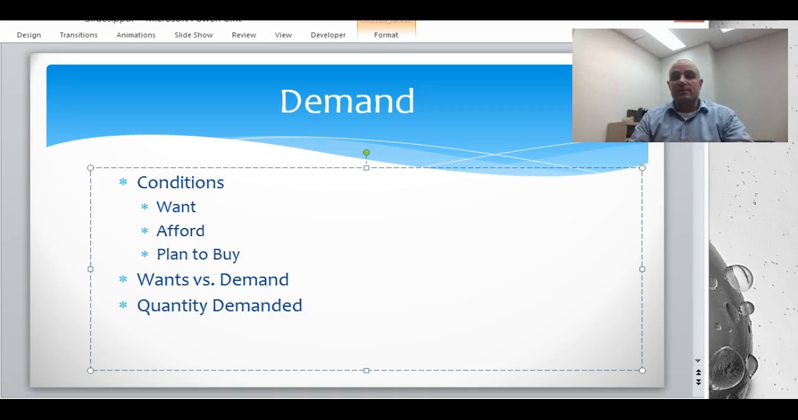Now, before you can bring them together, it becomes important to understand them separately. And so the first thing we need to look at then is demand. Now, with demand, there are three things that need to happen for you to be included in demand. So first things first, you need to want the good. May sound pretty obvious, but it's something that has to be the case. You need to want it.